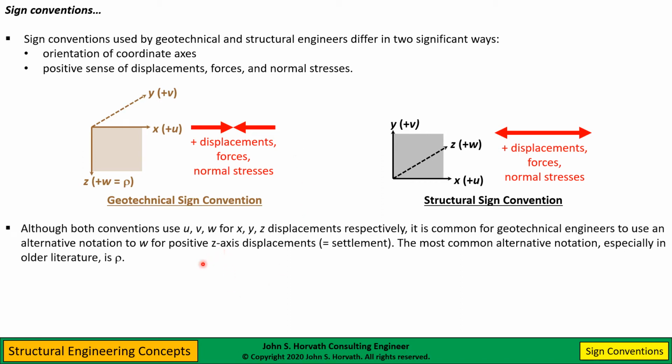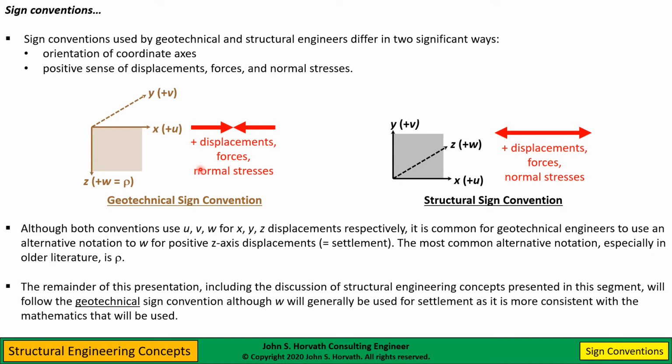I'll also point out that it's quite common for geotechnical engineers to use an alternative notation for positive downward displacements, what we call settlements. The lowercase Greek letter rho is perhaps the most common alternative notation, especially in the older literature. I'm going to stick with w as the vertical displacement simply because when you're doing mathematical operations, taking derivatives, things like that, using the u, v, w, x, y, z notation simply is mathematically more logical.